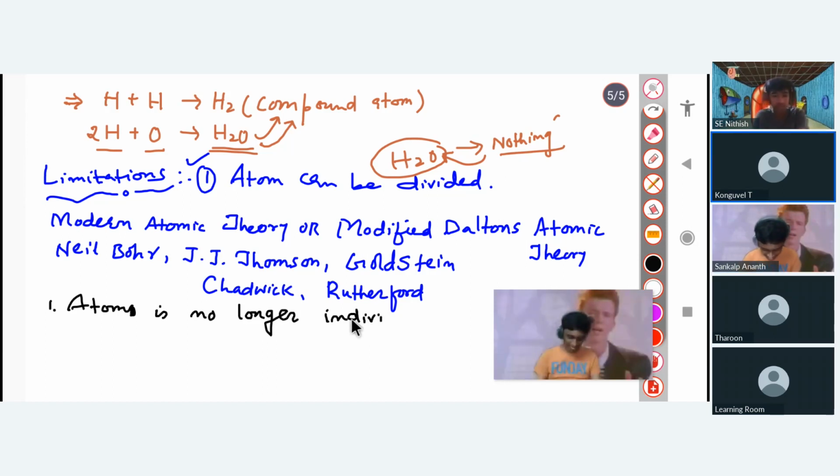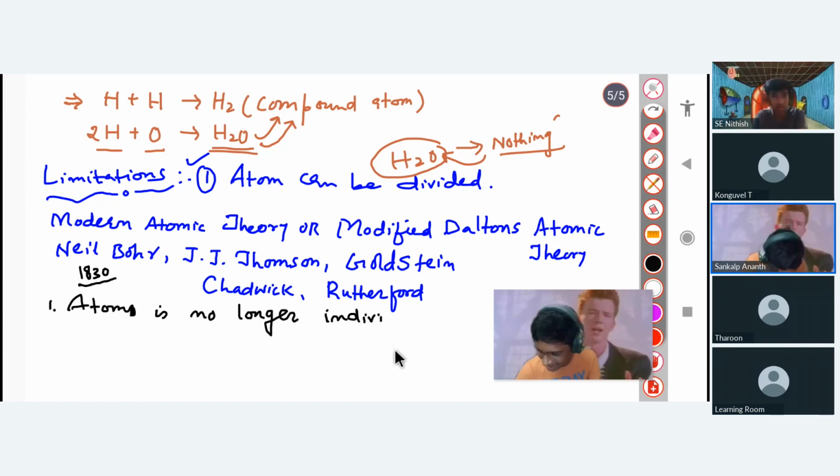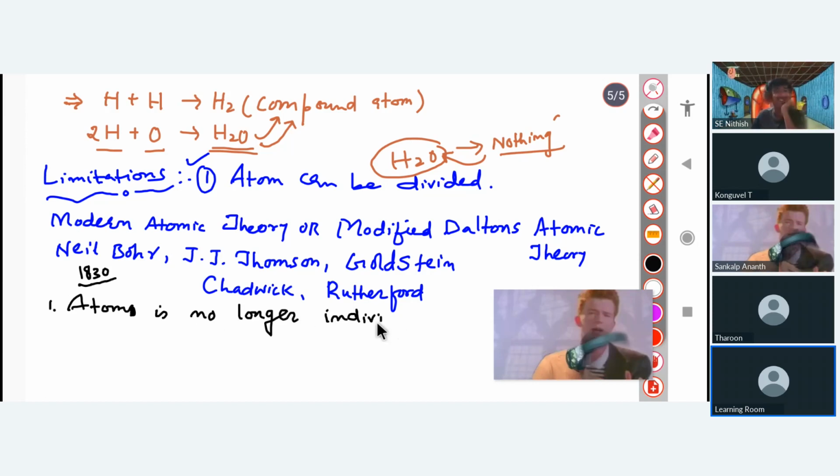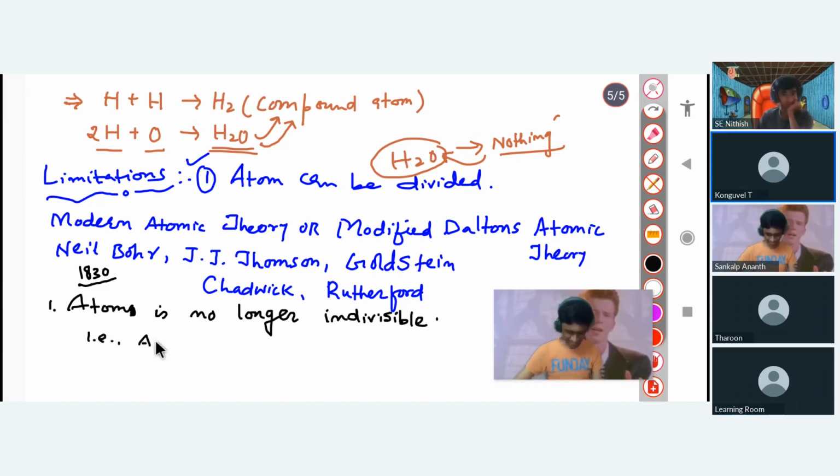Sir, when was this proposed, sir? It is actually after 1830. It was proposed after Dalton died. Exactly, after Dalton's atomic theory, when there was the limitation. What if he was alive, sir? He would have regretted living there. That's why atom is no longer indivisible. So that means that simply atom can be divided, right? Yes, sir.